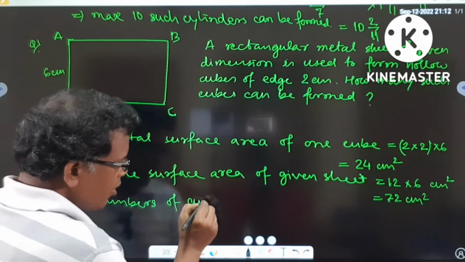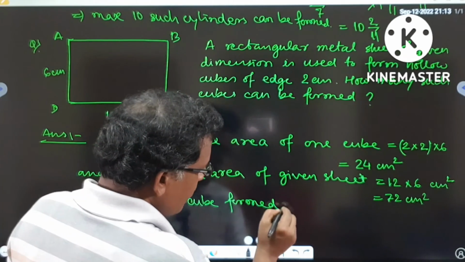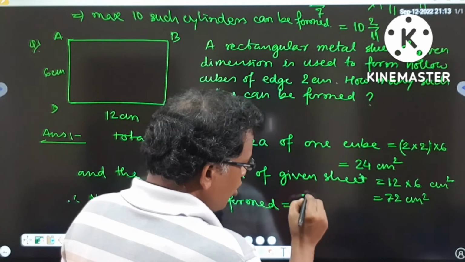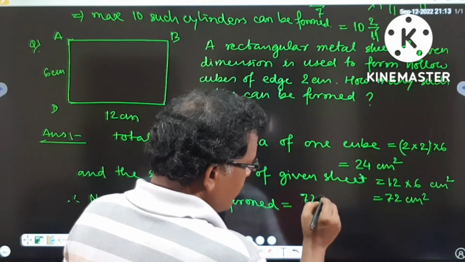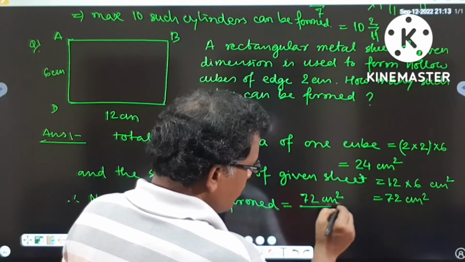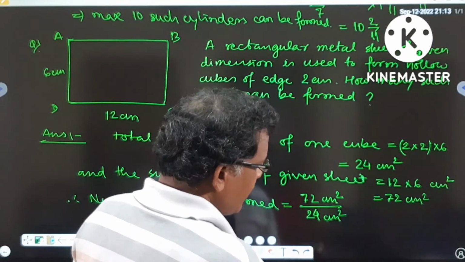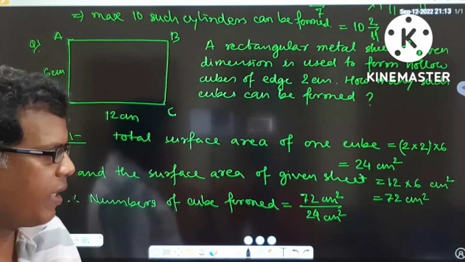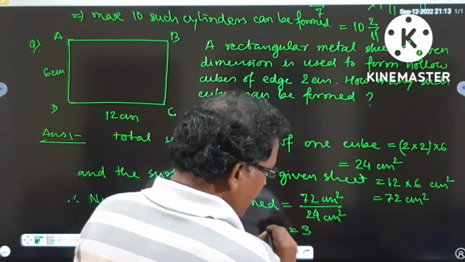So that means the number of cubes formed must be equal to the total available surface area, 72 centimeters square, divided by the surface area of one such cube, that is 24. So straightway it will be 3 in number.